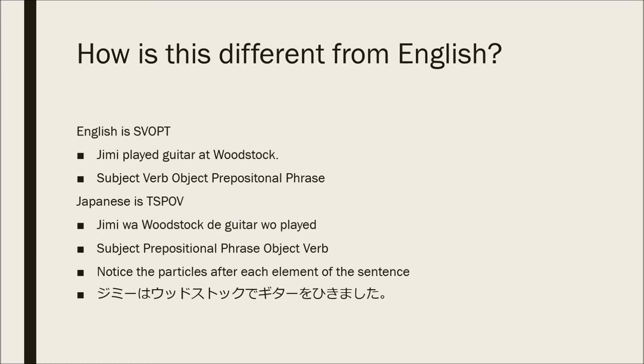Notice also that after each part of speech, until you get to the verb, there is a particle after it. So the subject will take wa, and the direct object takes o. Now it says guitar wo, but that's pronounced o. And then because it's at Woodstock, which marks a place, we'll use the particle de after the word Woodstock. And they come after the parts, not before. Now, when it's all said and done, that comes to Jimmy wa Woodstock de guitar o hikimashita.